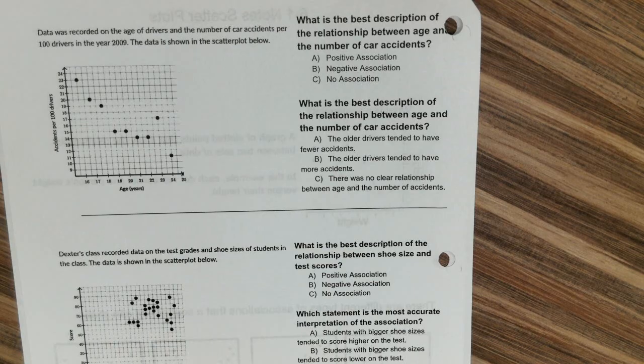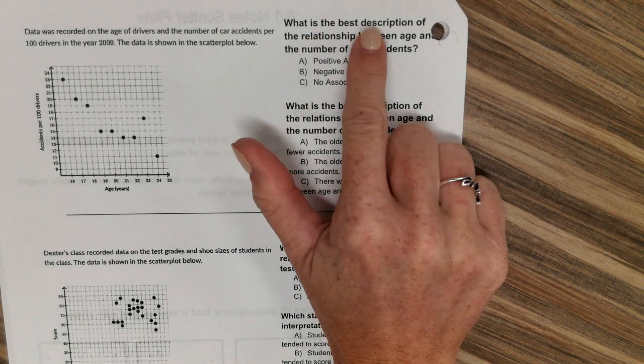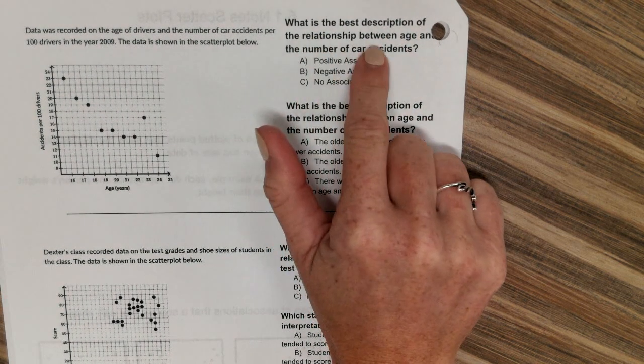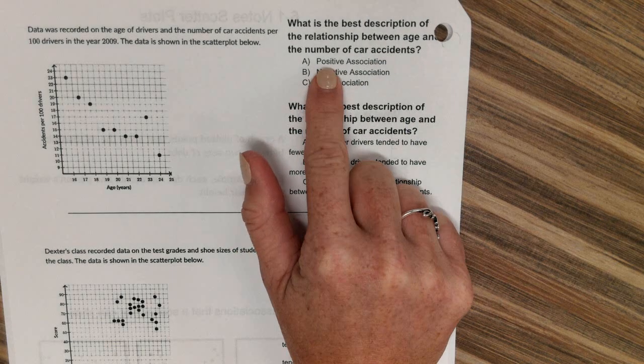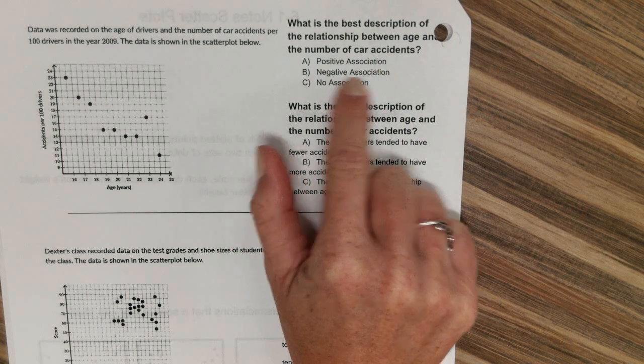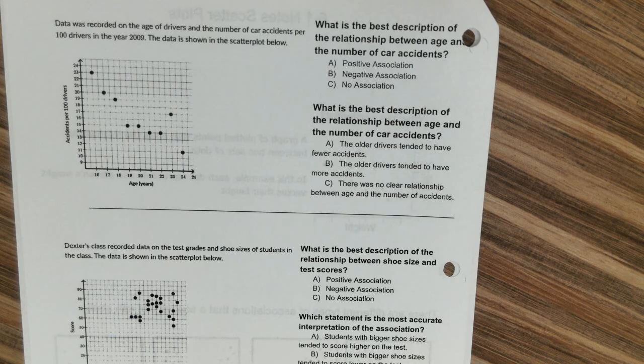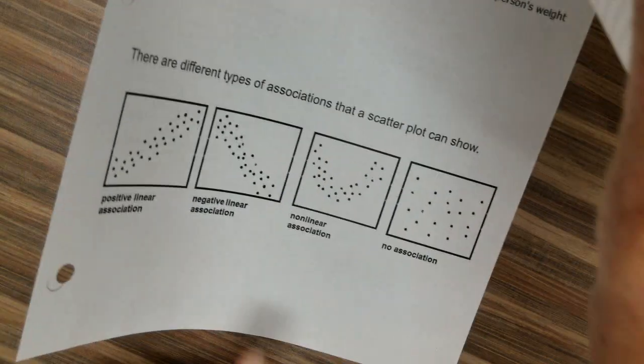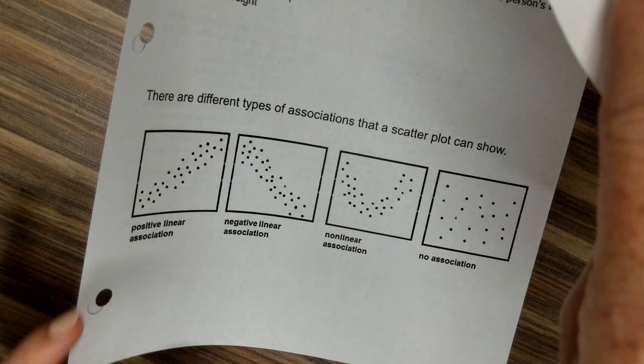Do not say the answer out loud. What is the best description of the relationship? You're going to either circle positive, negative, or no association. Don't say it out loud. Circle what you think. If you need to refer back to the first page, you can at the bottom to show you. So you can look right here at all these types of associations.